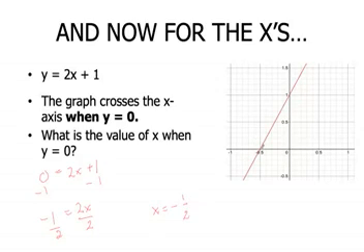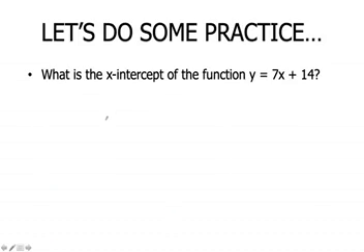And sure enough, that's what we see on the graph, right? So we don't even need the graph to calculate what the x-intercept is. So let's do some practice here just to make sure we have the hang of it. What is the x-intercept of the function y equals 7x plus 14? You can go ahead and stop the video right now if you want to do this on your own. And now we'll do it together.